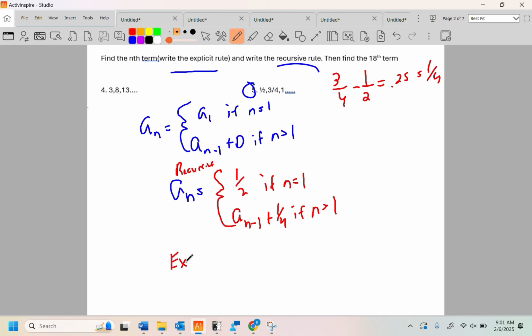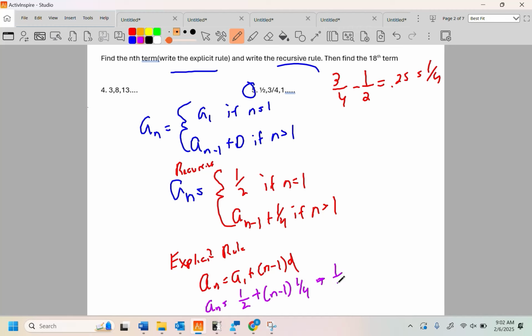Your explicit rule is going to be written in the form a sub n equals a sub 1 plus parentheses n minus 1 times the common difference d. So feed the thing. Your first term is a half. Your difference we just found to be a quarter. And make this thing look like mx plus b. So we've got a half plus the distributive property, a quarter of n minus a quarter. Combine like terms, a half minus a quarter is a quarter. 1/4 of n plus a quarter.